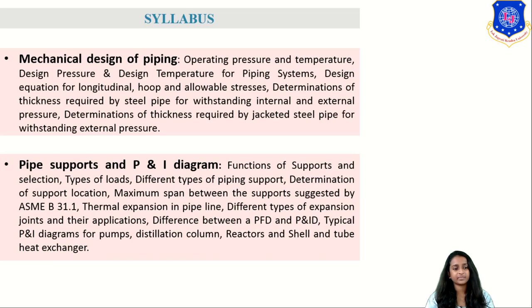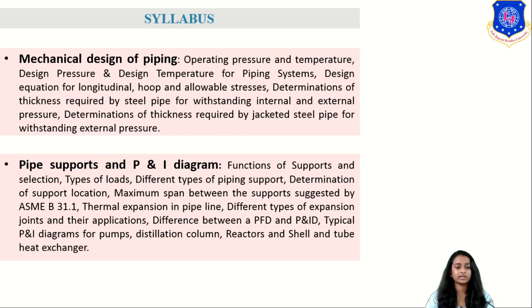In the last chapter, piping supports and piping and instrumentation diagram, we will discuss function of supports and its selection, types of load, different types of piping supports, determination of support location, maximum span between the supports suggested by ASME B31.1, thermal expansion in pipeline, then different types of expansion joints and their application.